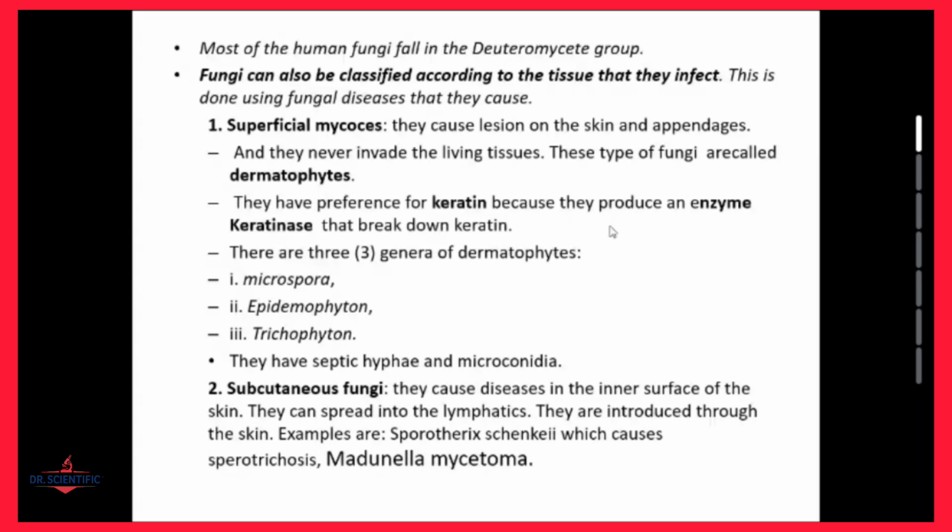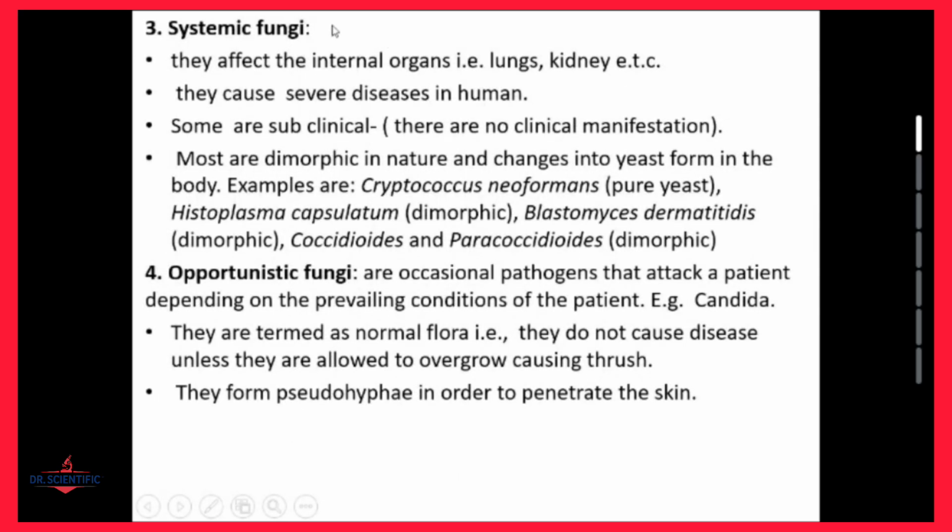Then we have what we call subcutaneous fungi. These are a group of fungi that cause disease in the inner surface of the skin, and this can spread into the lymphatic system. They can be introduced through the skin. Examples of subcutaneous fungi are Sporothrix schenckii, which causes sporotrichosis, and Madurella mycetoma, which cause disease in that area. Number three, we have what we call systemic fungi.